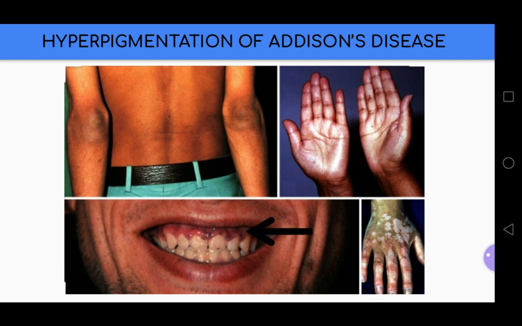These pictures show hyperpigmentation seen in Addison's disease of elbows, palm creases, gums. And sometimes vitiligo is also associated with Addison's disease, because vitiligo is also an autoimmune disease. So if Addison's disease is because of autoimmune dysfunction, then in some cases it is also associated with vitiligo.